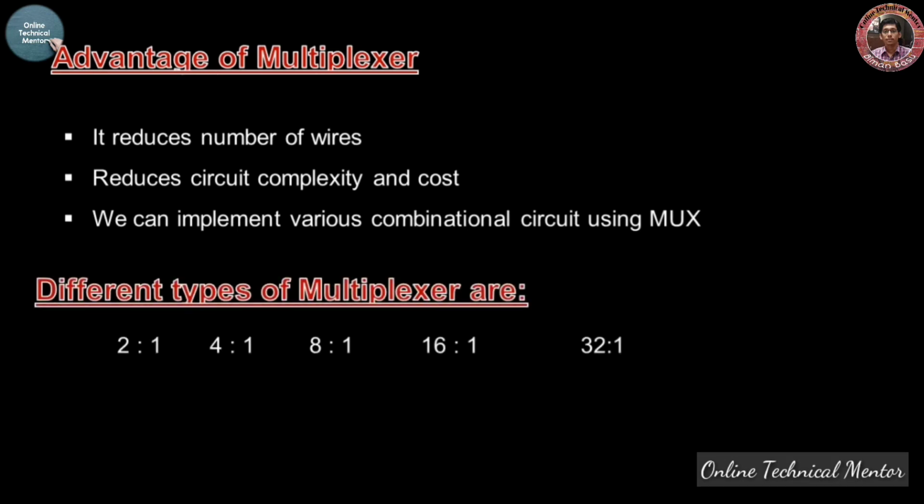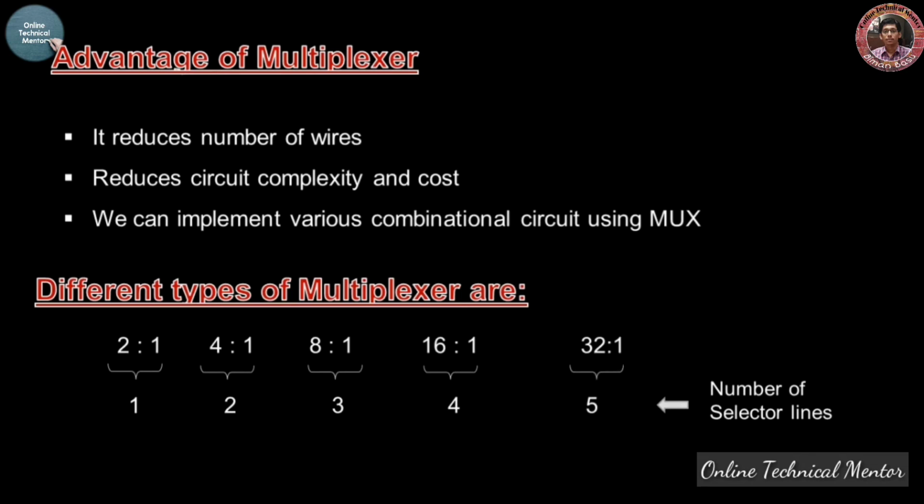Next, come to the different types of multiplexers. Multiplexers are available as 2:1, 4:1, 8:1, 16:1 and 32:1. 2:1 means it has 2 inputs and 1 output. 4:1 means 4 inputs and 1 output. 8:1 means 8 inputs and 1 output, and so on. So for a 2:1 multiplexer, you require 1 selector line. For 4:1, you require 2 selector lines. For 8:1, you require 3 selector lines. For 16:1, you require 4 selector lines, and for 32:1, you require 5 selector lines.